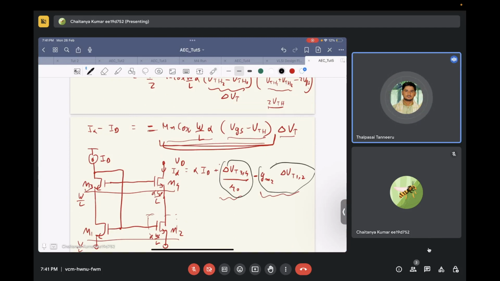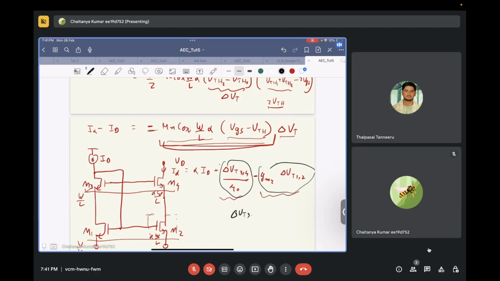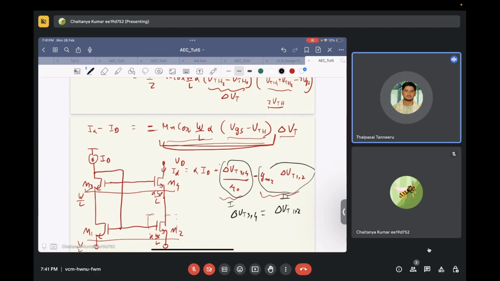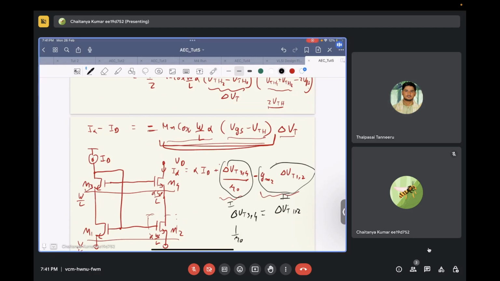Delta VT3,4 will be larger? No, delta VT3,4 is equal to delta VT1,2. Now, will term 1 or term 2 be larger? R0 depends on lambda times A into D, right? Is 1 by R naught high, or is GM high?